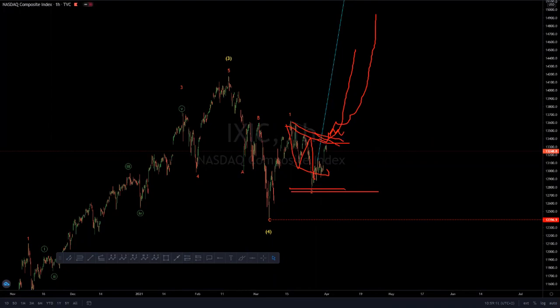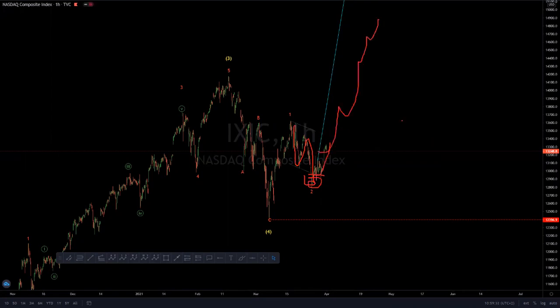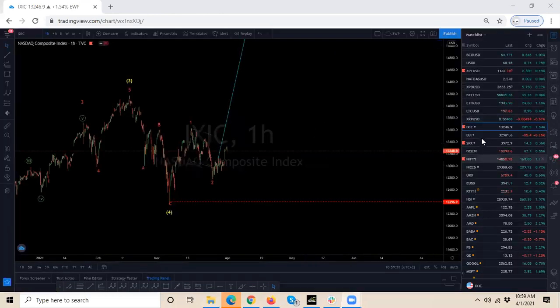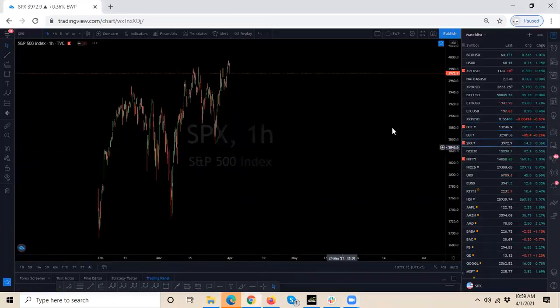Okay, so we missed that one. We should have had a blue box here around here. This would have been our blue box, and we should have taken this one, but this one looks ready to crawl higher. So the indices, we are still bullish on them, similar to what is happening with S&P 500, similar to Nasdaq.